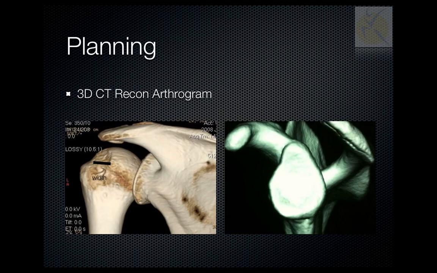Preoperative planning is essential. We prefer a 3D CT arthrogram for assessment of these lesions. We can accurately size the Hill-Sachs lesion, as well as using the arthrogram to assess any soft tissue deformity, as well as the cuff insertion, for accurate measurement of the Hill-Sachs lesion.